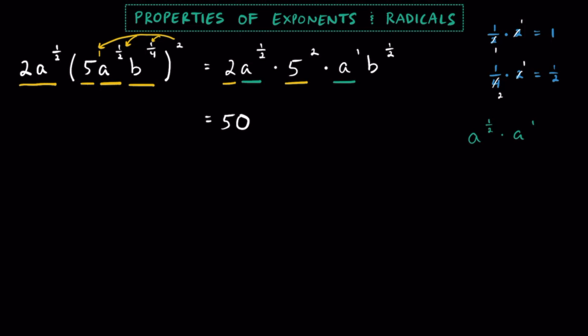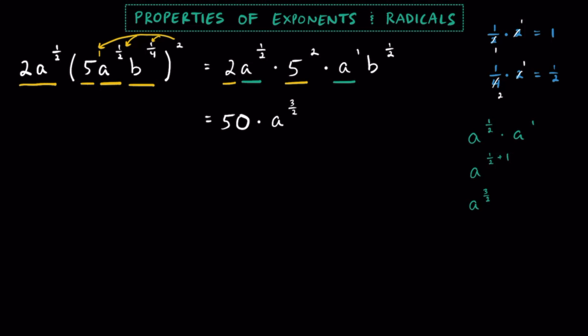And remember, the product of powers property states that if they have the same base, we can just add their exponents together. So this is really 1/2 plus 1. 1/2 plus 1 is the same thing as 3/2, right? So we can go back over here and say this is 50 times a to the 3/2 power.